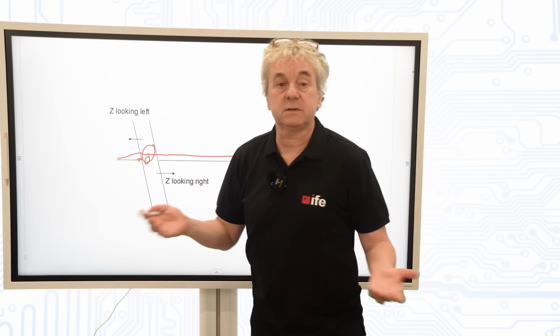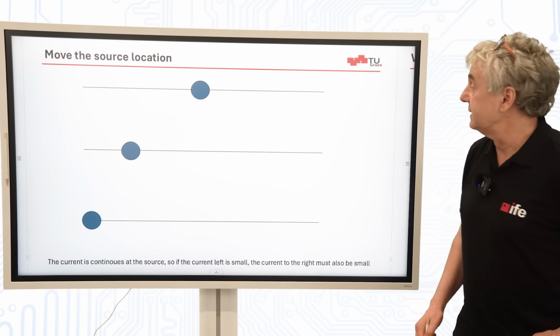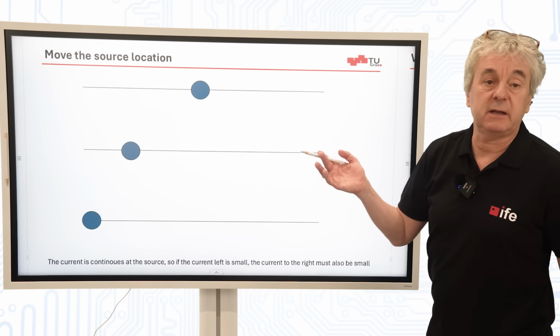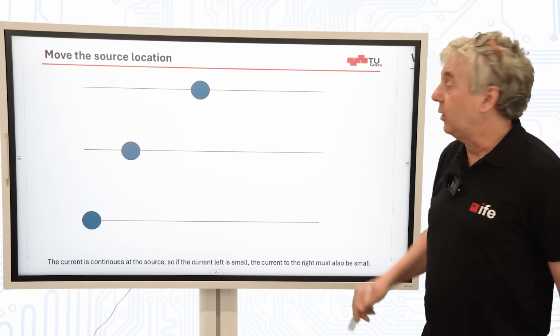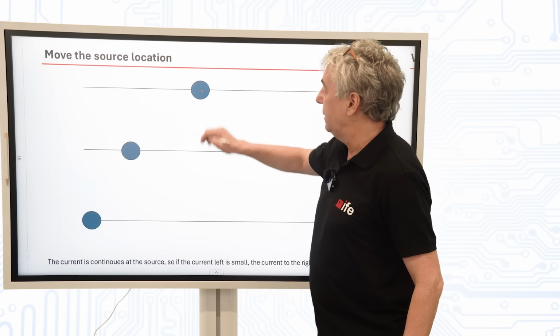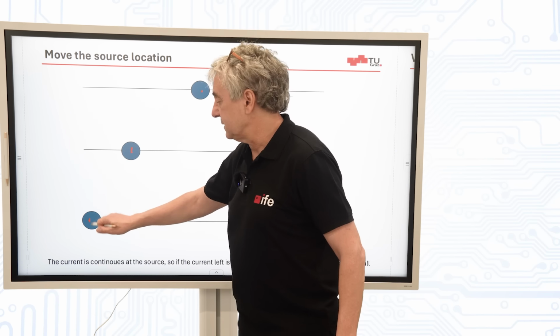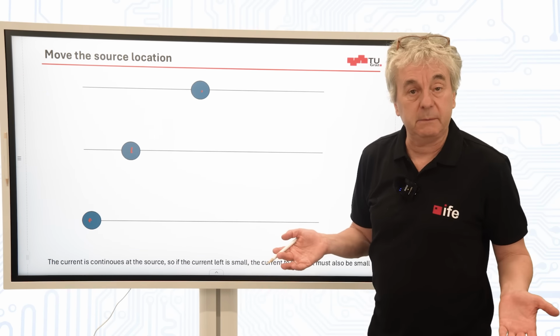Because the current through the source is continuous. So let's look at a couple cases. We have antennas, let's say lambda/10 long, not long, and if the source is in the middle, or the source is here, which antenna will radiate better?